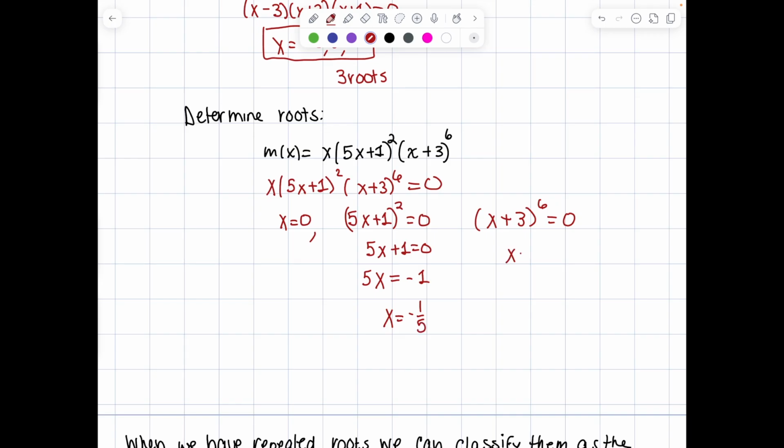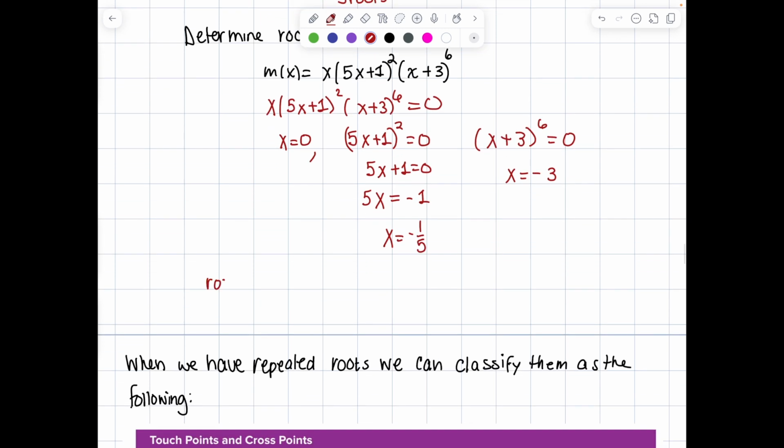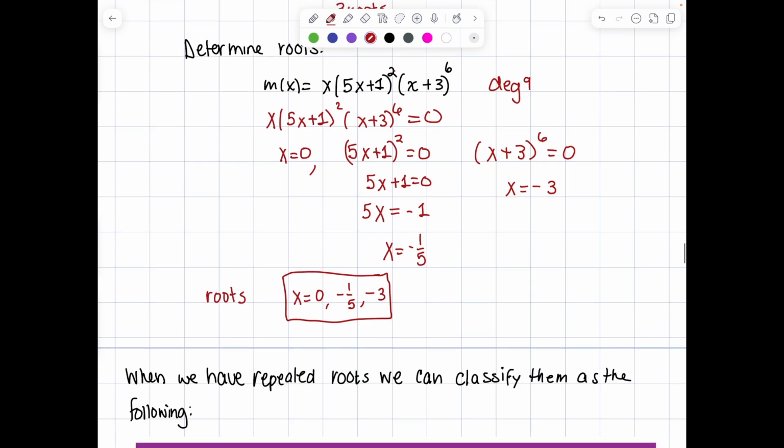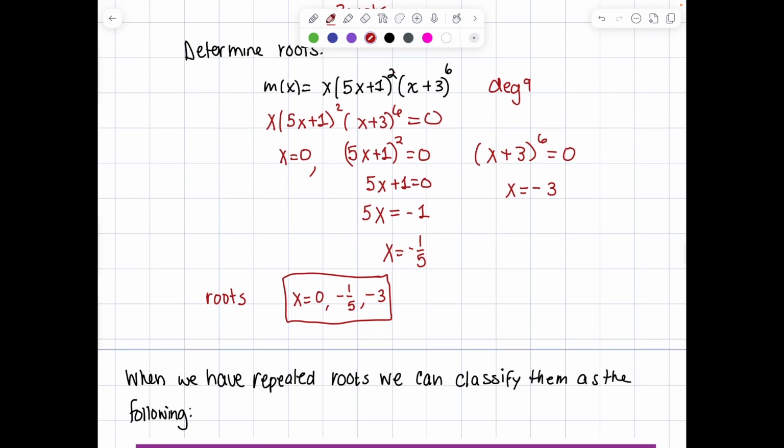Same thing with this one. I'm just going to get x equals negative 3. So my roots are x equaling 0, negative 1/5, and negative 3. Now notice, though, that I have a degree 9, but I did not have 9 solutions. Well, that's because some of those roots were repeated, right? Technically speaking, I have a couple of them that were repeated.